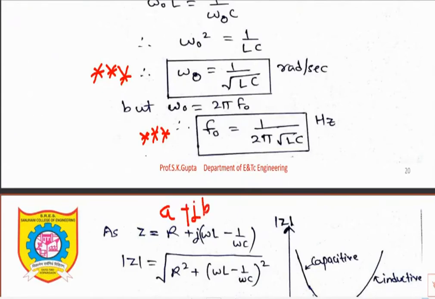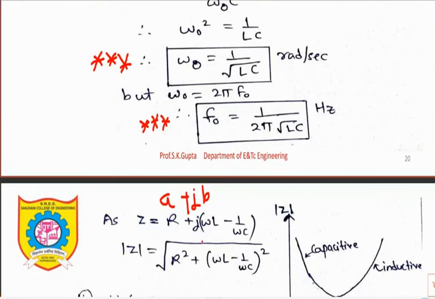So what is the magnitude of A plus JB? Under root A square plus B square. So R square plus omega L minus 1 by omega C whole square. This is a complete term. B is this omega L minus 1 by omega C. So its whole square will come.